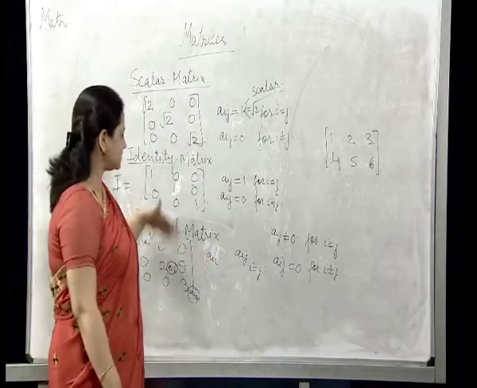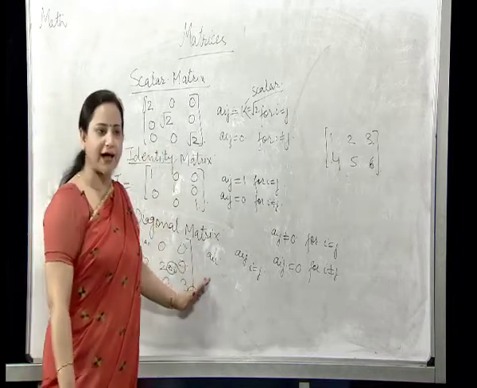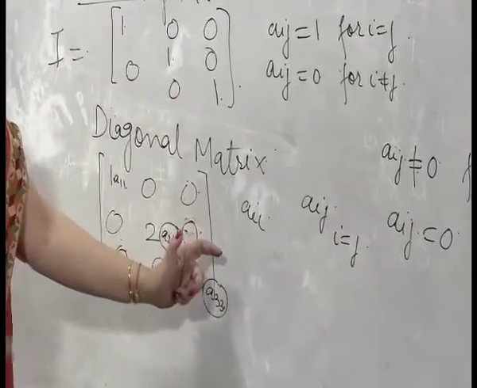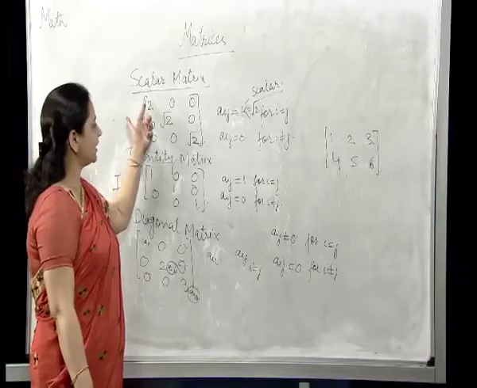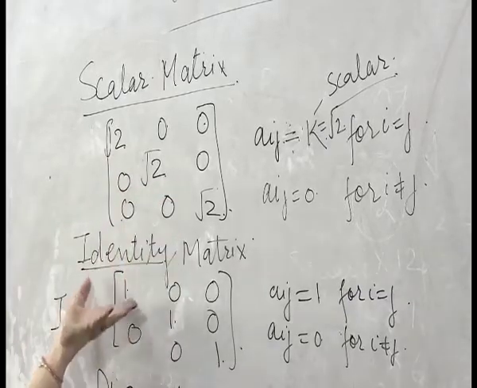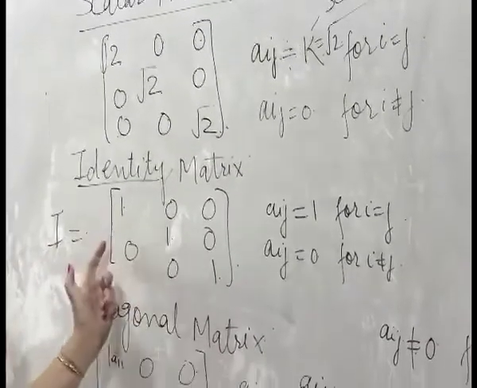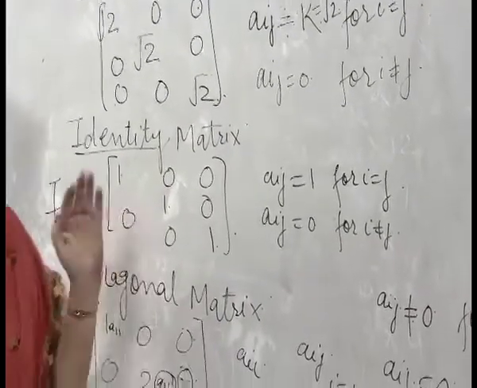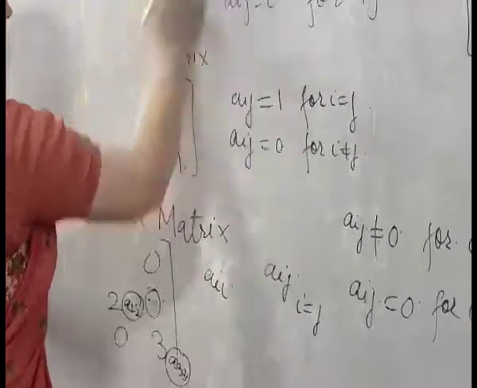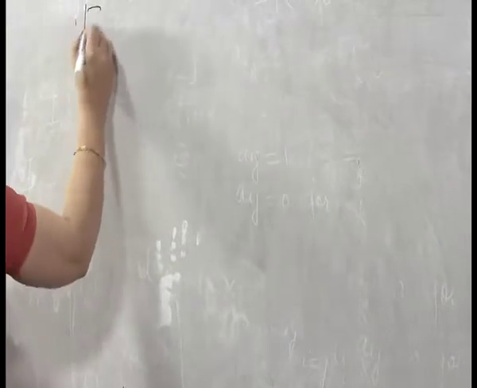So I will repeat the difference between the 3. The diagonal matrix is a matrix where the elements in the main diagonal are non-zero elements, and all the rest of the elements are zeros. Then the scalar matrix, where the elements in the main diagonal are scalars, and the rest are 0. And the third one is the identity matrix, where the elements in the diagonal are unity, and all the rest of the elements are zeros. Now, after this we will study the equality of matrices.